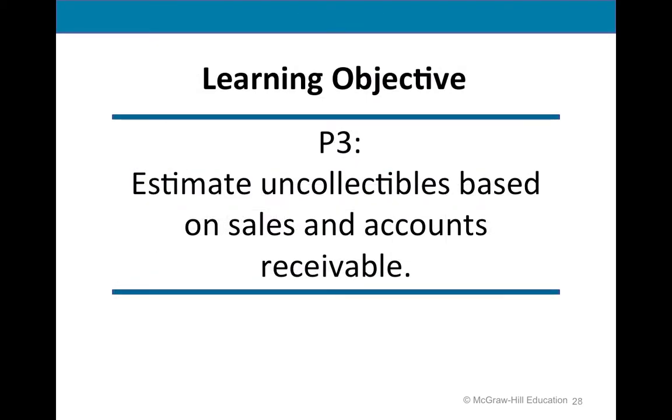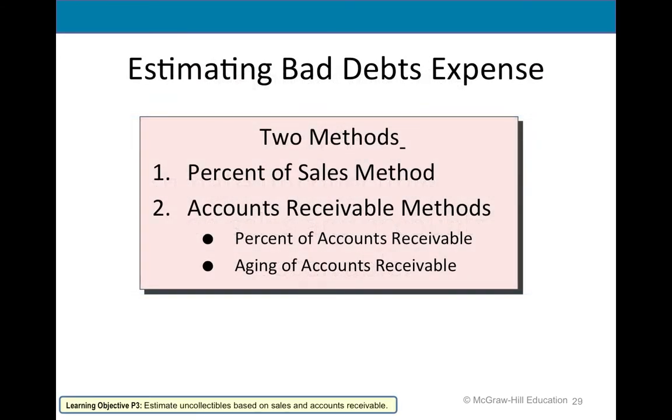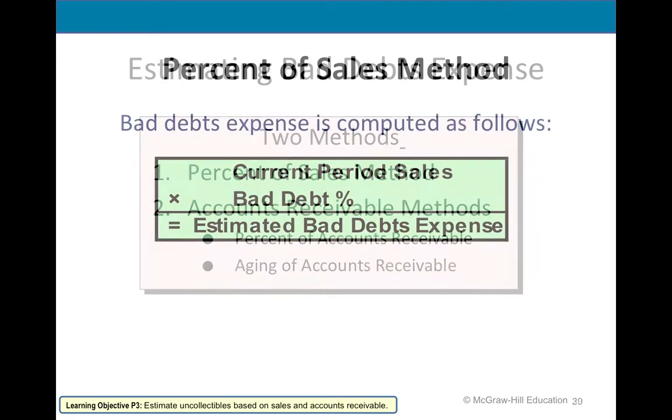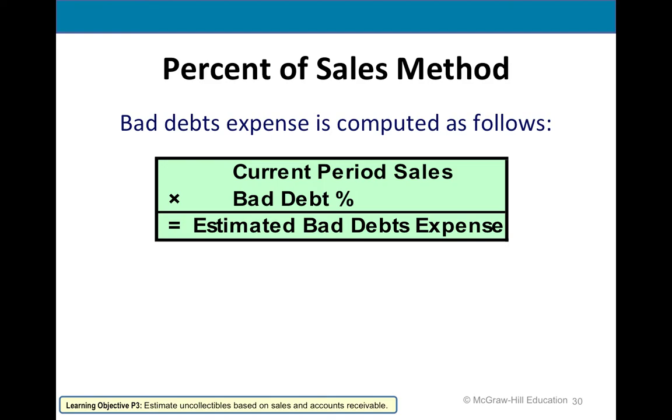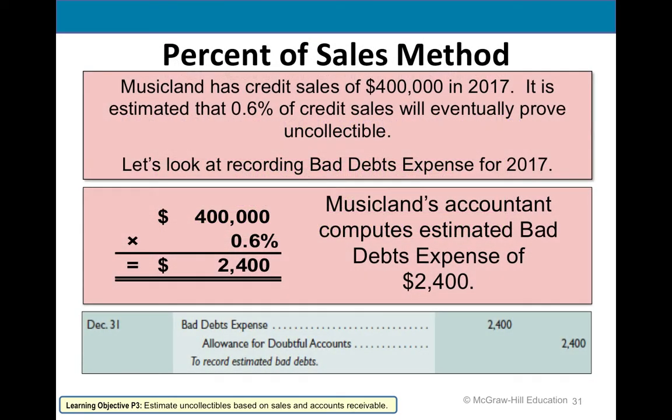Now, remember, before we just calculated a figure. Now it says we want exact figures. Documentation: estimate based on sales or accounts receivable. We've got two methods, percent of sales and the AR method. Percent of sales is straightforward. Just take your current period sales and multiply by a bad debt percentage. Here it says $400,000 times 0.6%, based on past experience of what it should be. Again, just as we did earlier: debit bad debt expense, credit allowance for doubtful accounts.